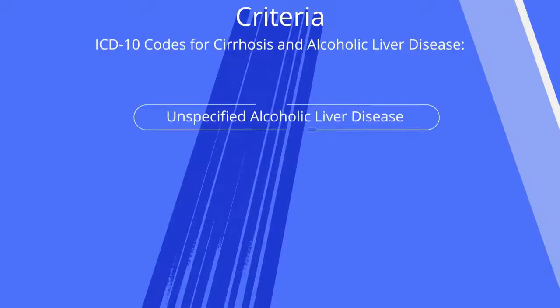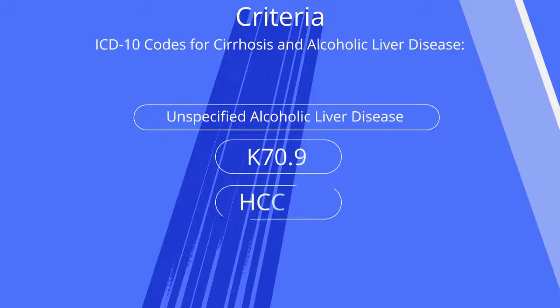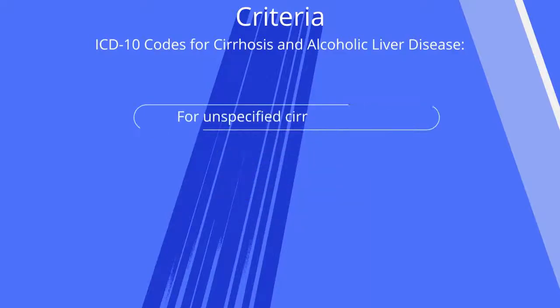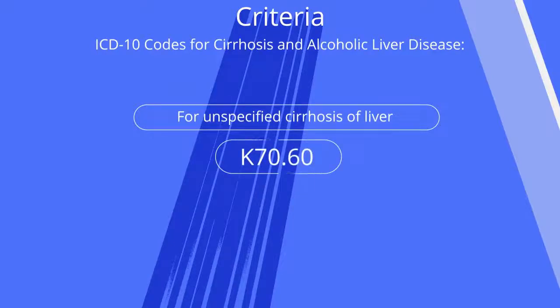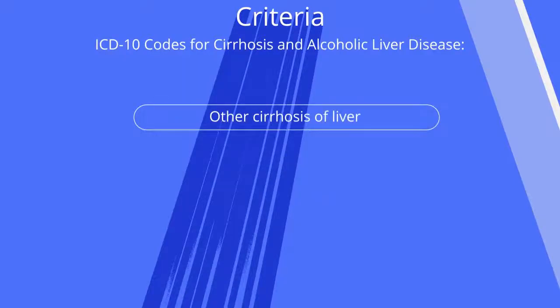For unspecified alcoholic liver disease, the code is K70.9, the HCC being 28. For unspecified cirrhosis of liver, the code is K74.60, HCC 28. And lastly, for other cirrhosis of liver, the ICD code is K74.69, HCC 28.